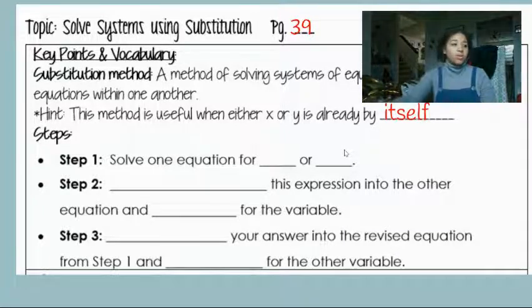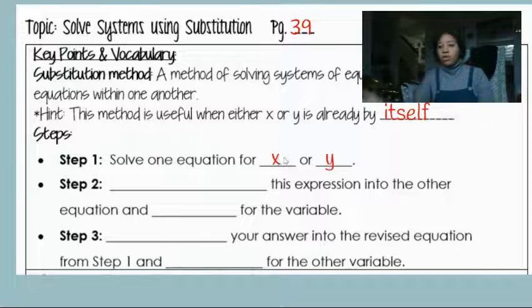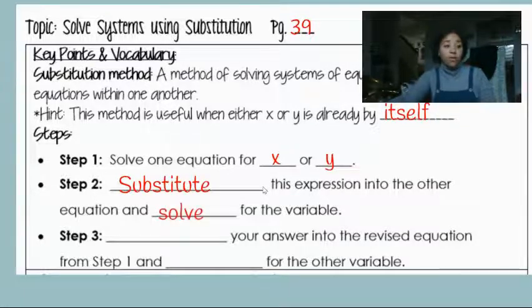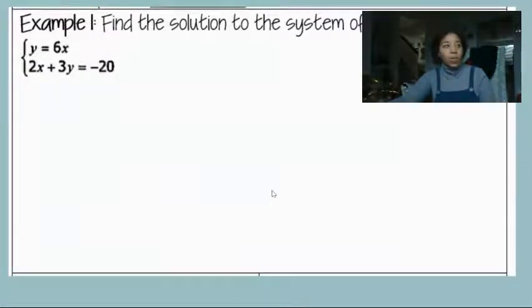Okay, step 1, solve one equation for x or y. So you have to choose which one you want to start with, x or y. Okay, step 2, once you find that value, you're going to substitute this expression into another equation and solve for the variable. So you're going to isolate the variable, then take what that variable equals and substitute it in for the next equation. So you can only be solving for one variable instead of two. Okay, in step 3, substitute your answer into the revised equation from step 1 and solve for the other variable. Okay, so I'm going to show you how it's done. Find the solution for the system of equations below.